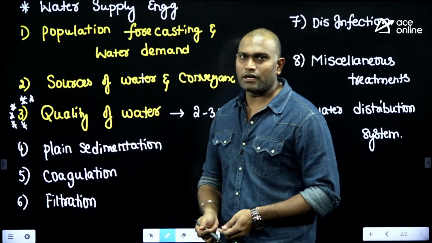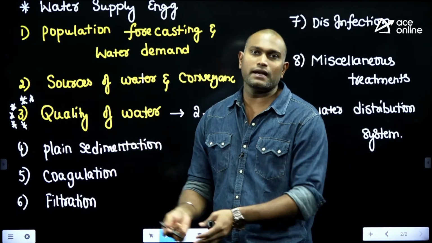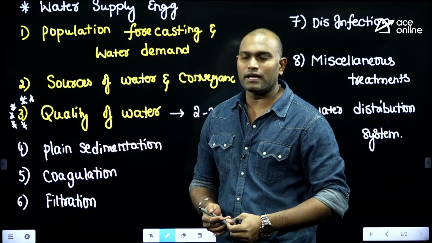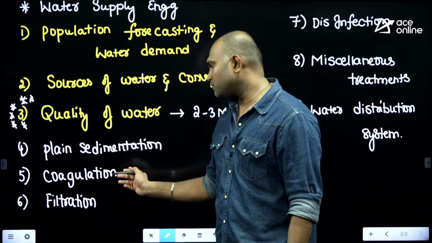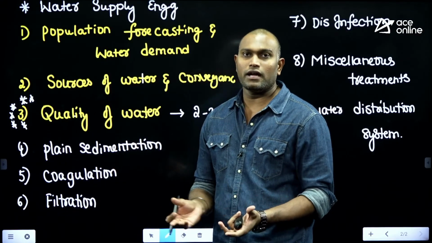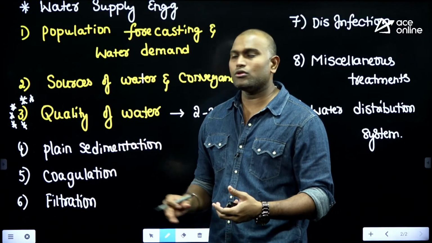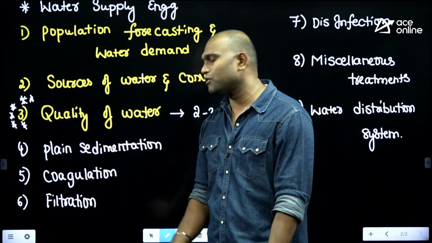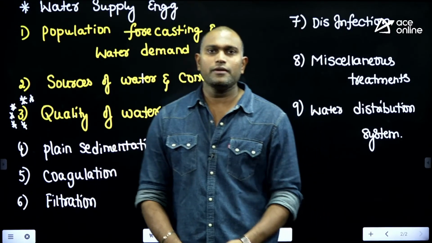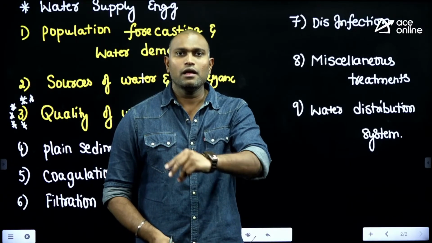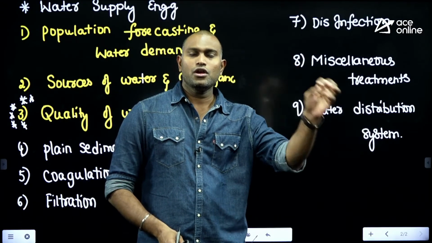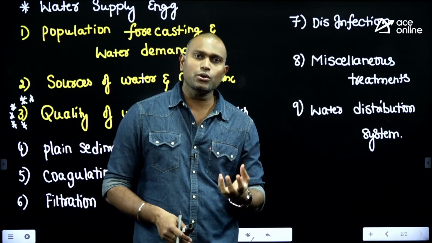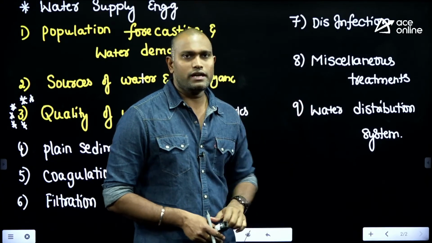And then we go for the treatment. First of all, we remove the suspended particles by means of plain sedimentation, and the size next to that, colloidal particles, by adding some coagulants, we go for coagulation. And once we remove that, any particles left over in these 2 methods, and dissolved minerals and a certain amount of bacteria, we remove by filtration. And finally, once all forms of treatment are done, before supplying to the community, you add some chlorine to the water. That is chlorination, which is to kill the germs. That is by means of disinfection.